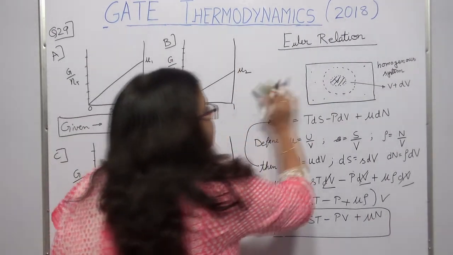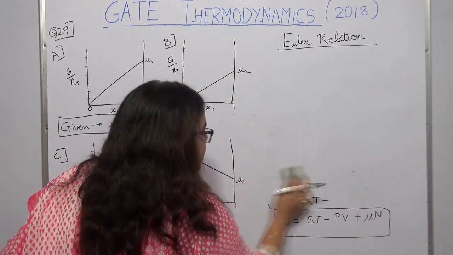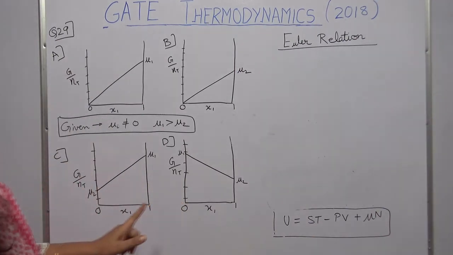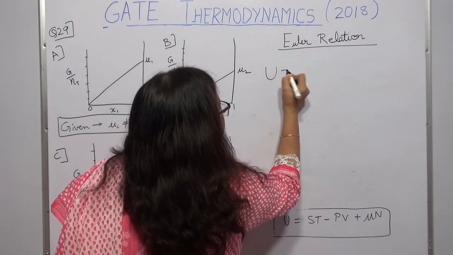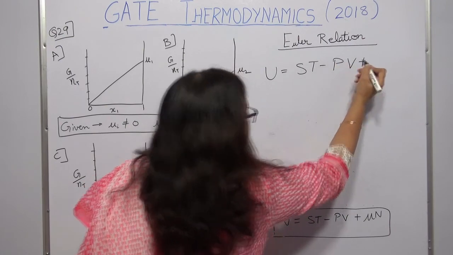Now I will only retain this equation, which is known as your Euler's equation, and then use it to solve this problem. Okay, so let me write it again. So U is equal to ST minus PV plus mu N.